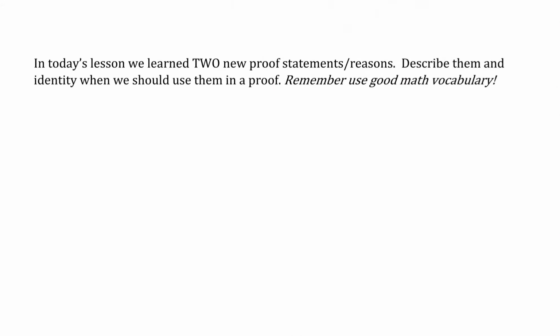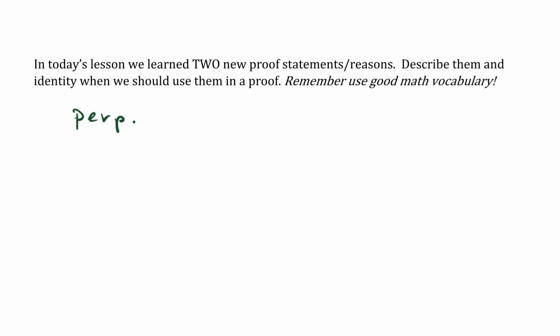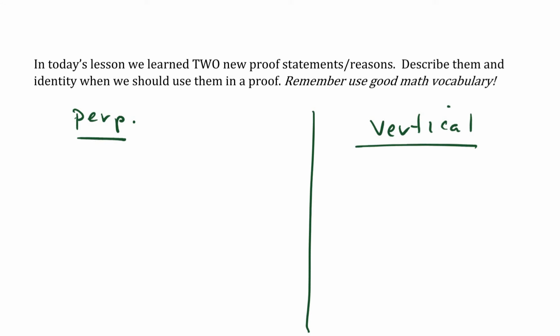The next thing says, in today's lesson, we learned two new proofs, statements, and reasons. So I know about perpendicular lines now, and I know about vertical angles now. What I'm going to ask you to do is take a minute and look back at your notes and see what we know about them. You could even look at your proof statement sheet and see what we know about those. So take a minute to do that. You could even pause the video to do this.